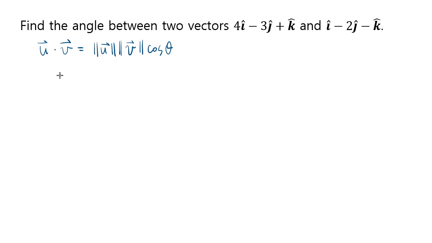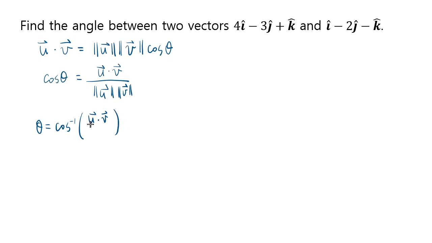So if we solve this for cosine theta, by dividing by the norm of u and the norm of v, we have u dot v divided by the norm of u times the norm of v. And then finally, to get theta, you will need to do cosine inverse of u dot v over the norm of u times the norm of v. And that's the formula. This will be the formula to use.